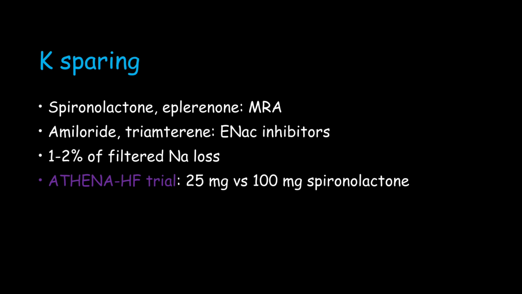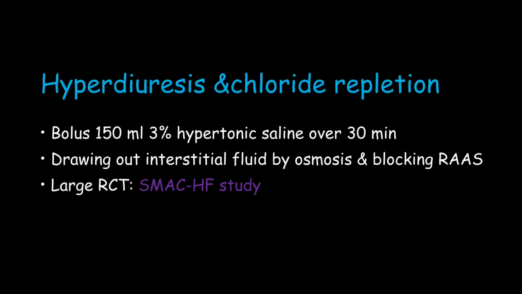Spironolactone or eplerenone, which are mineralocorticoid receptor antagonists, can also be added to loop diuretics. Similarly, amiloride and trimethoprim could be added. They do not have much effect on sodium loss. However, the ATHENA heart failure trial showed there was not much improvement in natriuresis after adding spironolactone, but we all know the cardiorenal and antihypertensive effects of these drugs, and they should definitely be used, especially in those patients who have hypokalemia with loop diuretics.